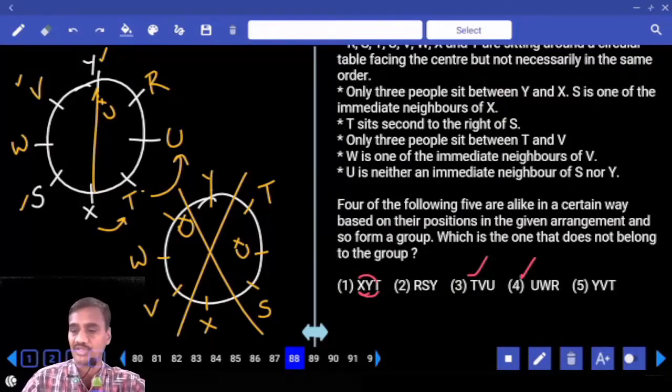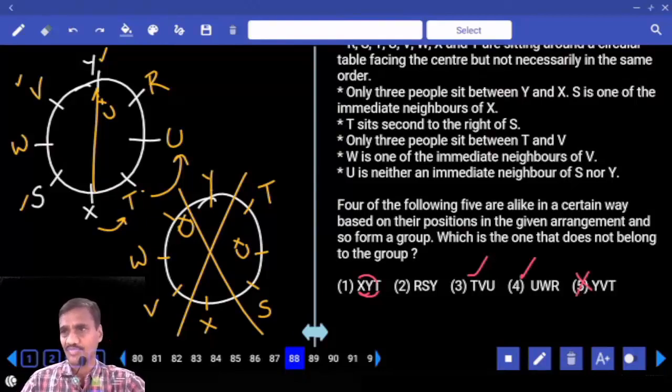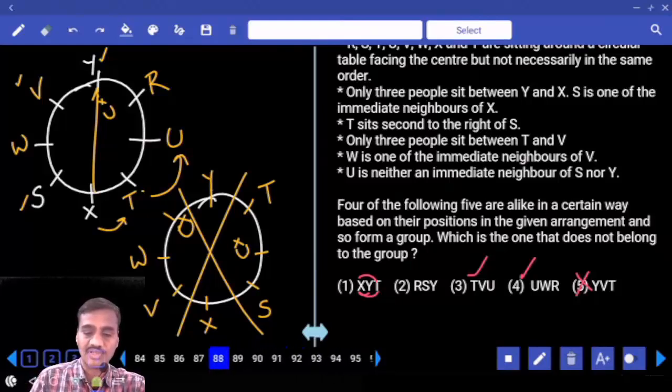They are adjacent to each other. Hence, except choice 5. And in the remaining choices, the first person and the second person are opposite, and the third person is to the immediate right of the first person. Done? Hence, what is your answer? Choice 5, question number 88.